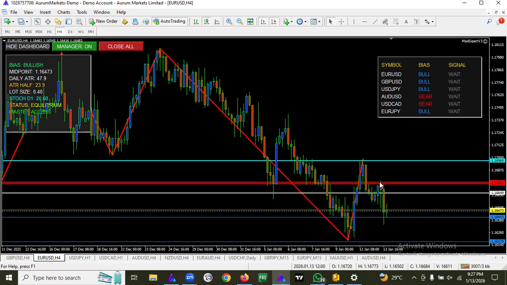So this EA, when it gives you a bullish bias, you want to ensure that price is at a discount area before you take that trade. You can see the status we have here is equilibrium. It's neither discount nor premium.